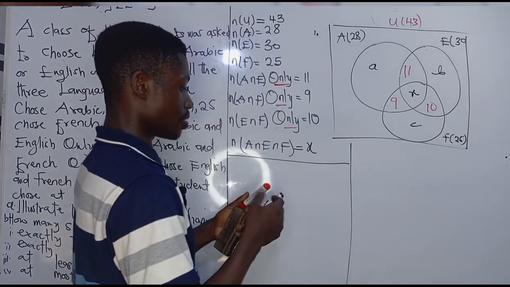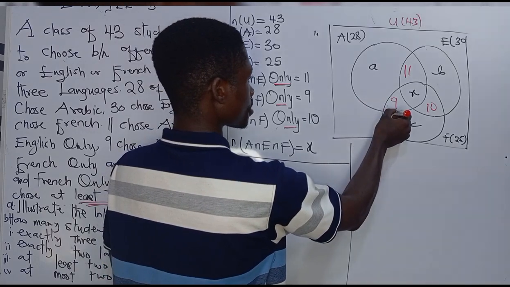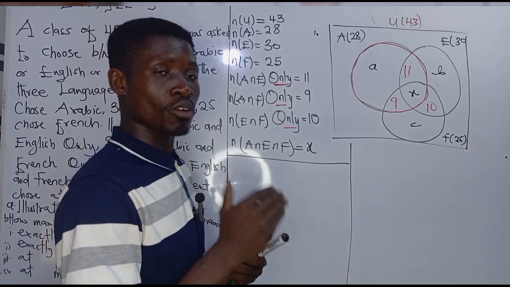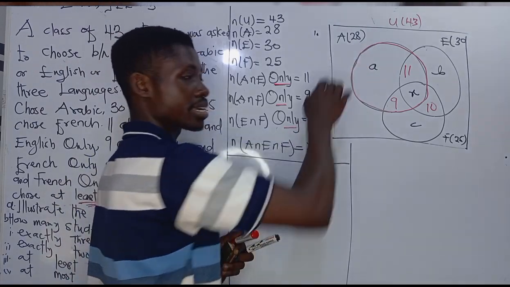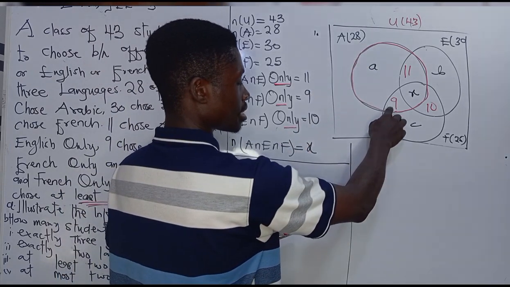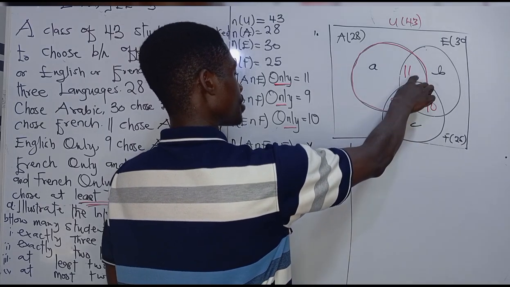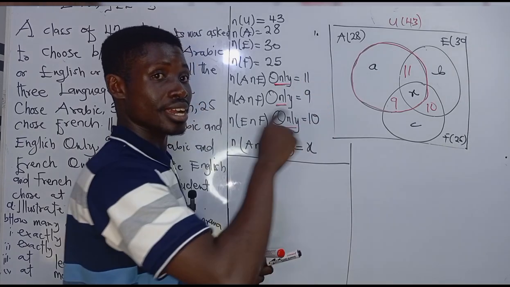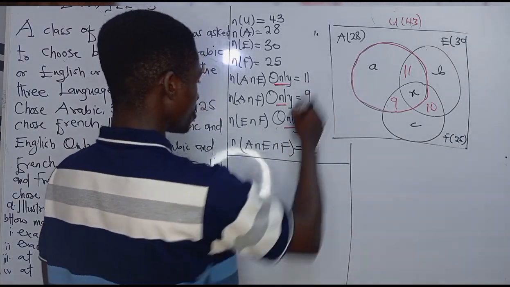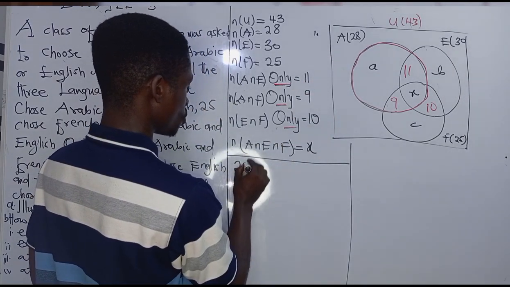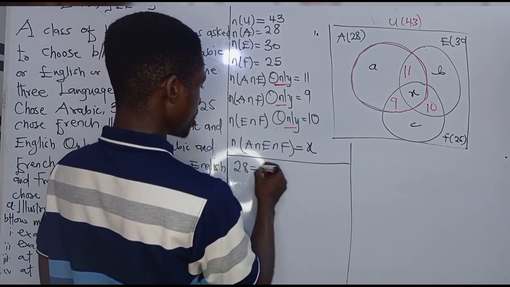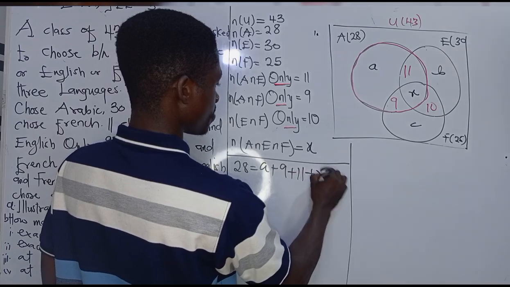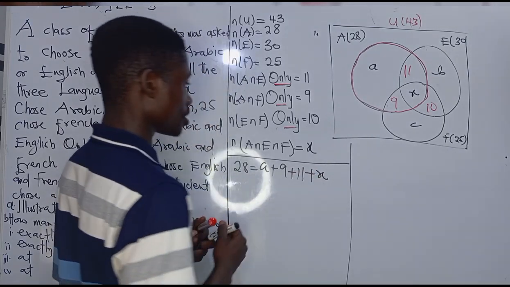Now we are saying that the whole of this region is for the number of students who chose what? Arabic. Meaning that if we are to sum this region, and this region, it should be equal to the number of students who chose Arabic. So we are going to have 28 is equal to A plus 9 plus 11 plus X. Then let's continue with the algebra.